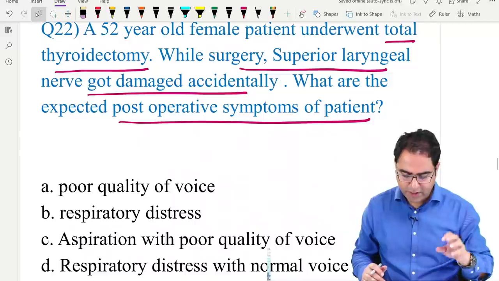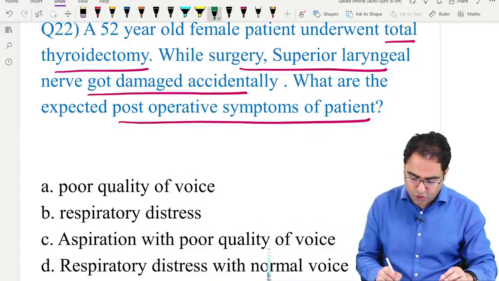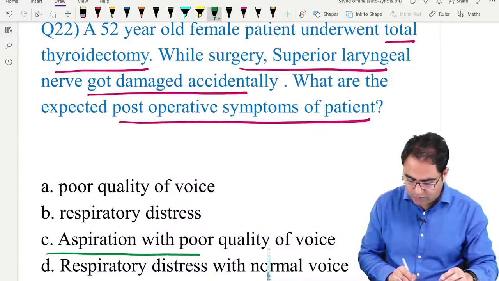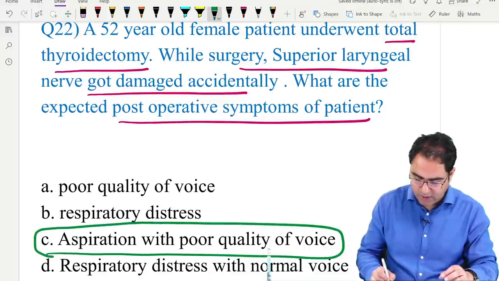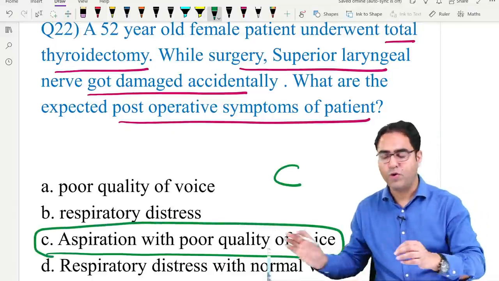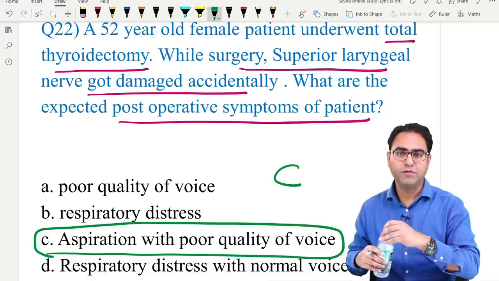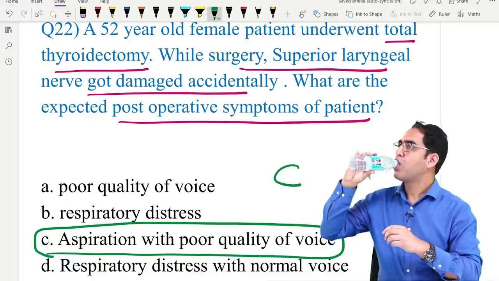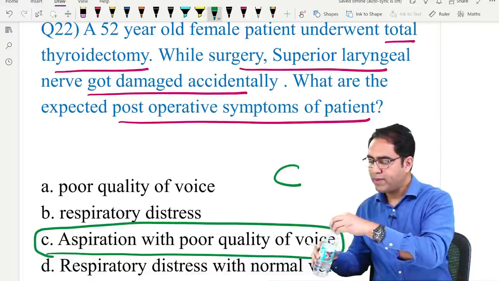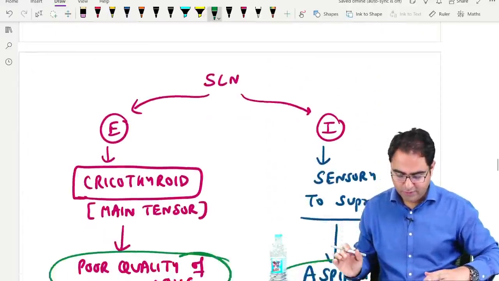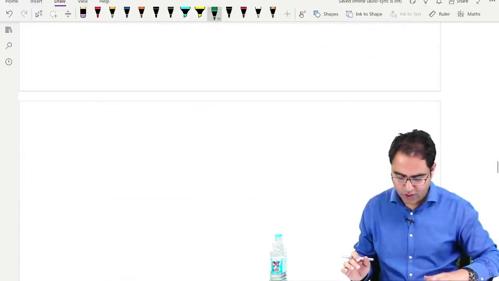Now what is the expected outcome? Poor quality of voice, respiratory distress? No, the answer is C, beta. C is the better answer: aspiration with poor quality of voice. Am I clear, beta? Aspiration with poor quality of voice. Okay, fine. Very good. Is it clear to all?